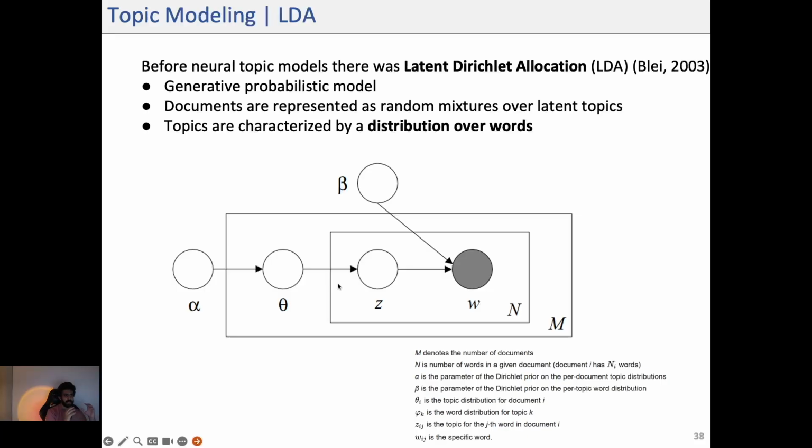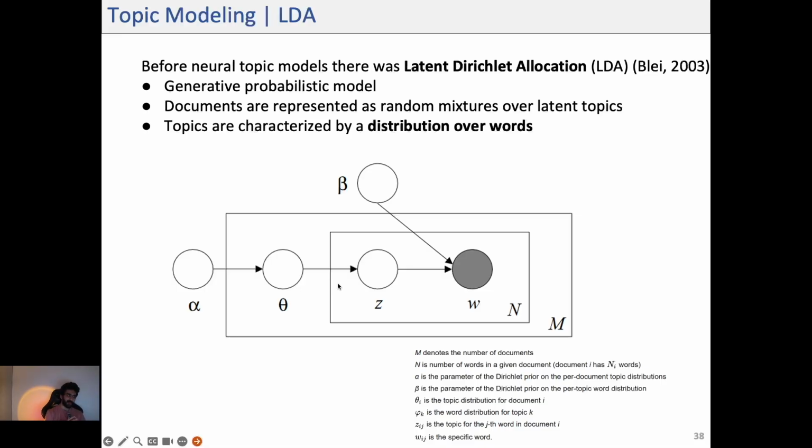Then we go into Z, which is the topic assignment. For each word j in document i, we pick a topic Z sub ij. This tells us which topic the word will be drawn from. So now we're saying the fourth word in the document is coming from the sports topic. And then we go into beta, which is another Dirichlet prior, but this time over words in a topic. So this governs how likely words are under each topic.